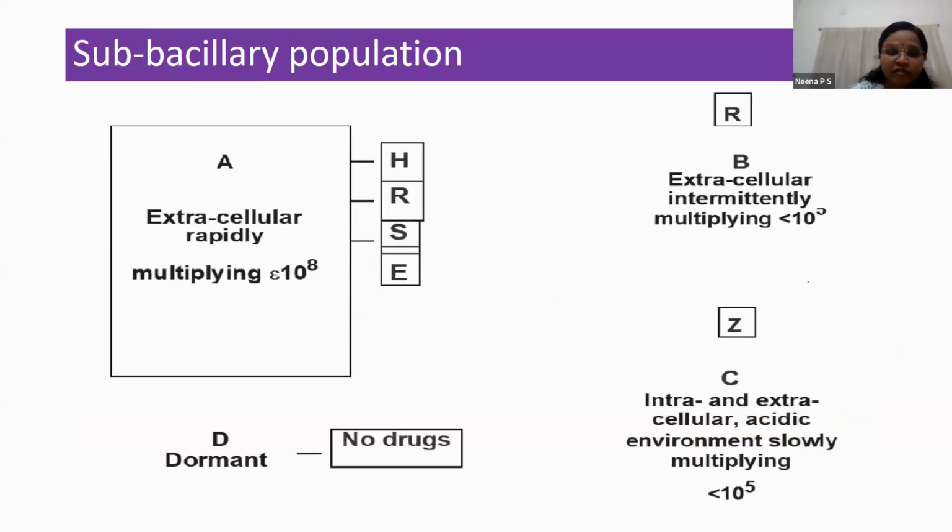And you have actually 4 different groups of bacilli. You have extracellular as well as intracellular bacteria, and you have rapidly multiplying, intermittently multiplying, and also slowly multiplying. So these drugs, INH, rifampicin, streptomycin, and ethambutol, act on the extracellular rapidly multiplying. The rifampicin acts on the intermittently multiplying bacteria so that it will prevent the relapse. And the pyrazinamide is the only drug that acts in the intracellular acidic media, and it acts on the slowly multiplying bacteria. So rifampicin and pyrazinamide are the main drugs which prevent the relapse.